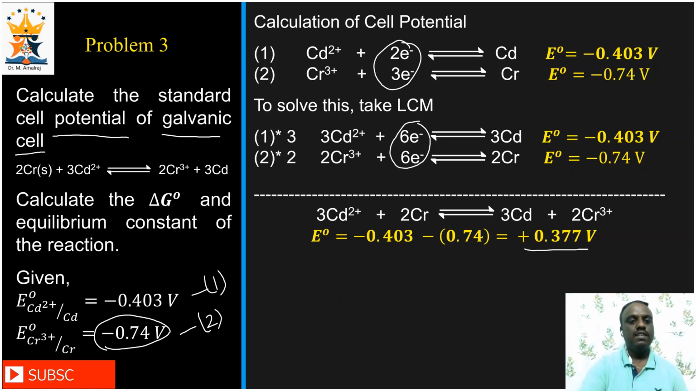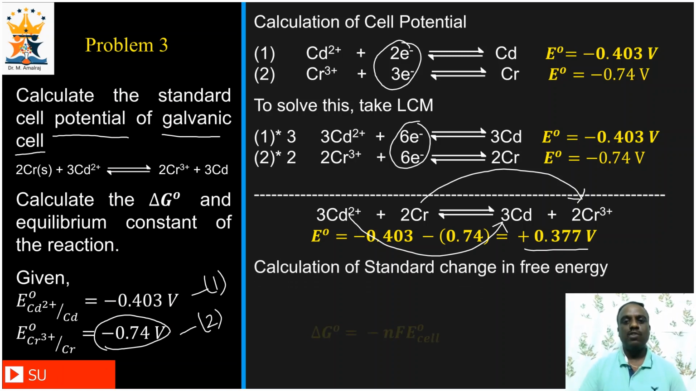See here, the Cr3 plus to Cr reduction potential value is more negative, that is minus 0.74. That species is getting oxidized. Cd2 plus to Cd is having the less negative value, so that is getting reduced. And the number of electrons involved in this case is 6. See the common factor, it is 6.